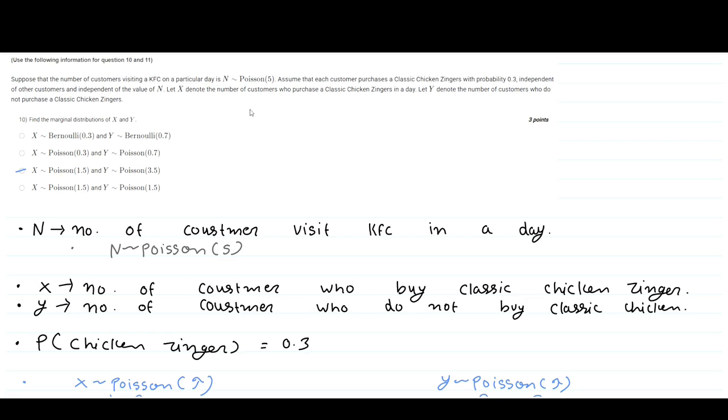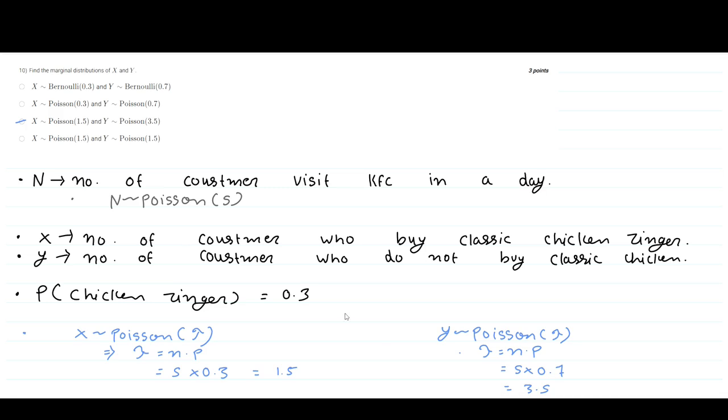Here N is equal to the number of customers visiting KFC in a day, and it follows a Poisson distribution with parameter 5. X is equal to the number of customers who buy the classic chicken zinger and Y is equal to the number of customers who do not buy the classic chicken zinger. The probability of buying a chicken zinger is given as 0.3.